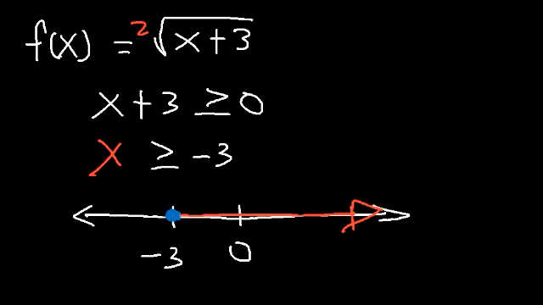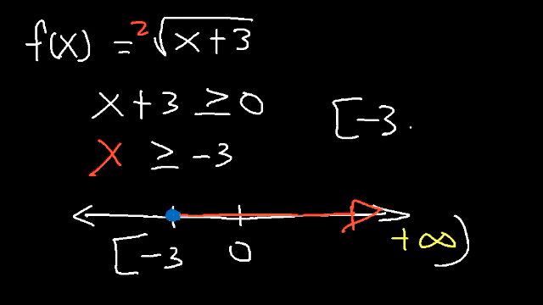Now, how can we represent this solution using interval notation? On the right side, we have positive infinity. So the answer is from negative 3 to infinity. So you can write your domain using interval notation like this. This is the answer.